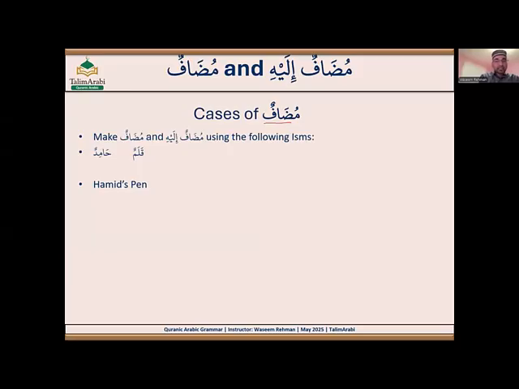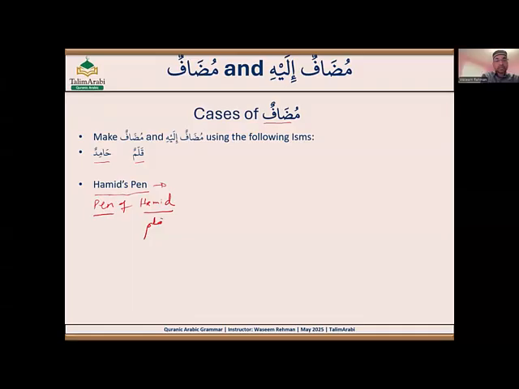So now let's start with this. Make Mudaf and Mudaf Ilayh using the following ism. So we have two isms like Qalamun and Hamidun. So Qalamun means a pen, Hamid means Hamid. Now we have to make this construction. Hamid's pen. Now there is no "of". But remember I told you that if you don't see an "of" in between, you can easily rearrange it. So I can easily make it pen of Hamid.